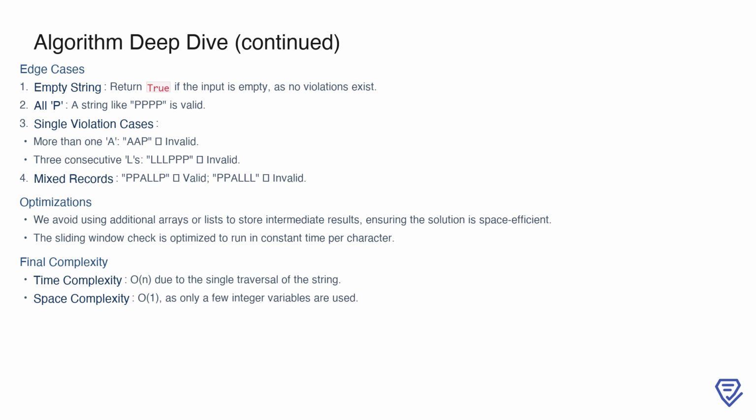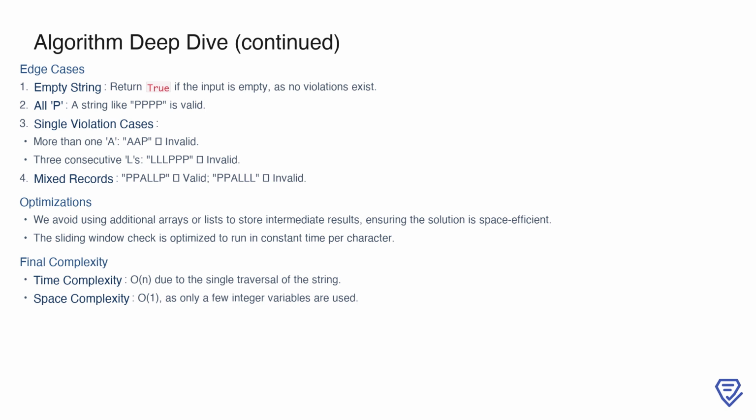For example, an empty string would technically satisfy the conditions since no violations exist, so we return true. A string containing only P, such as PPPP, is also valid. However, cases with a single violation, like AAP where there are more than one A, or LLLPPP which contains 3 consecutive Ls, are invalid. For mixed records like PPALLP, the record is valid as it meets both conditions, but PPALLL is invalid due to the consecutive Ls.